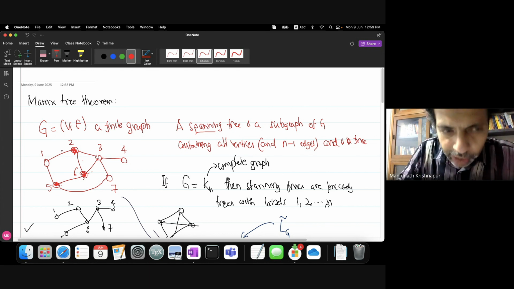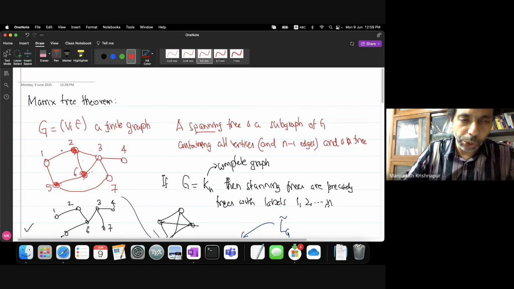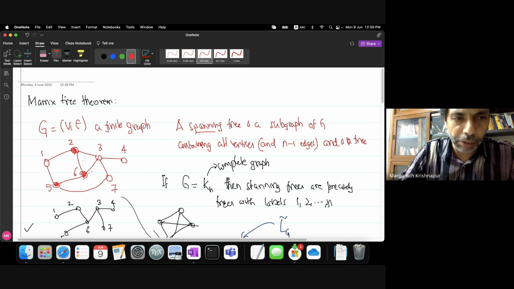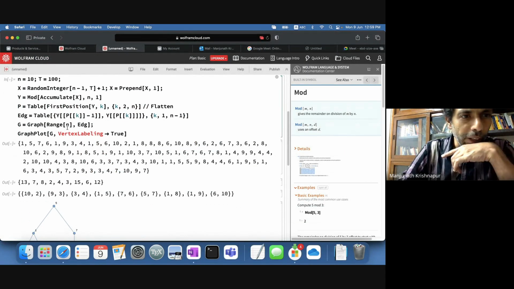So a random walk is just, at each point you toss coins to decide and choose among your neighbors with equal probability and go to one of the chosen neighbors. And how do you make a tree out of it? So here is an example of a graph.